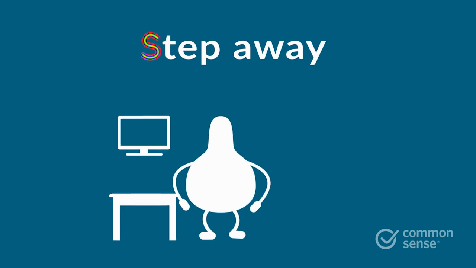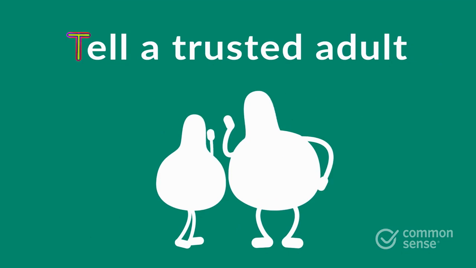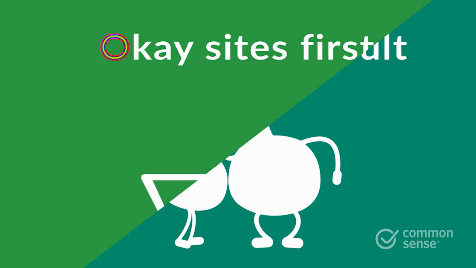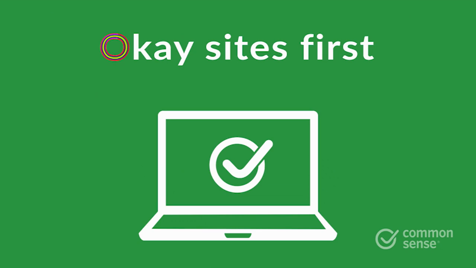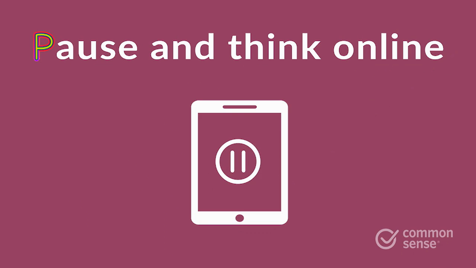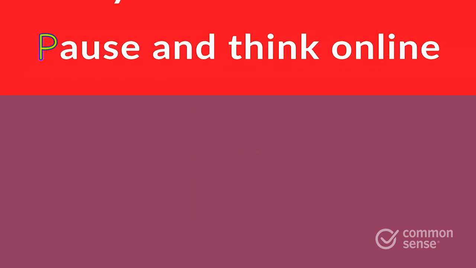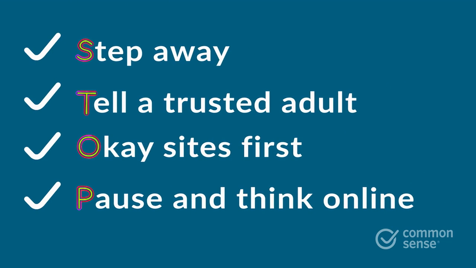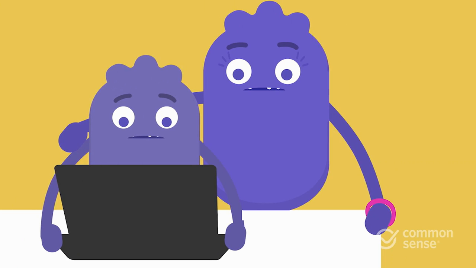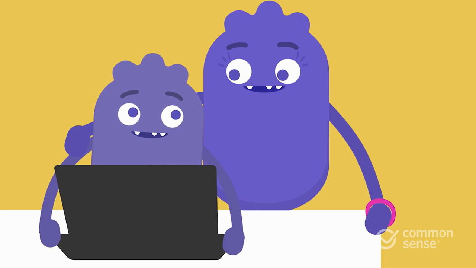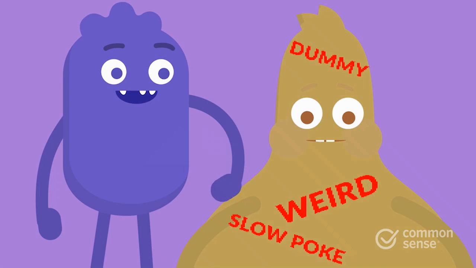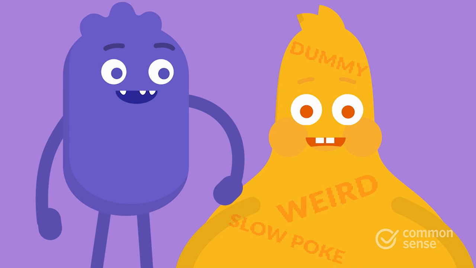S, step away. T, tell a trusted adult. O, okay sites first. P, pause and think online. I tried to follow that advice, and believe me, it's not easy. So I told my big sister, who said that true friends support each other. No bashing allowed.